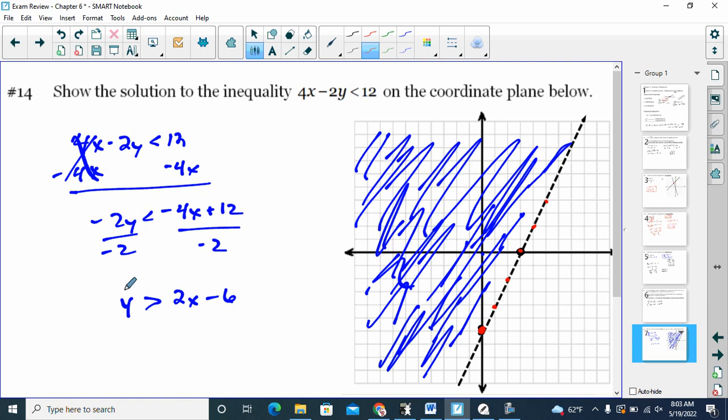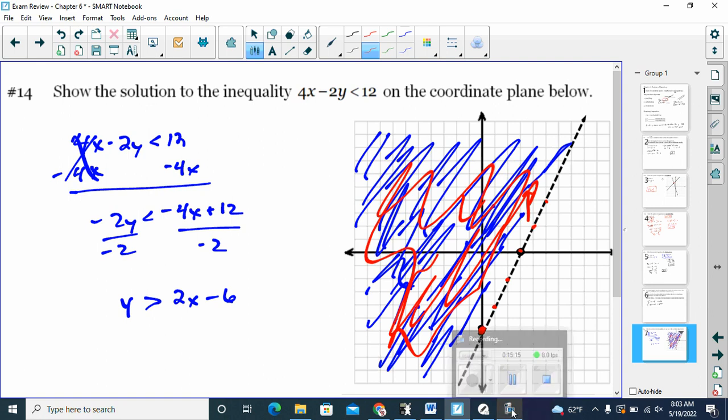And then it says y is greater than the line. I want the y values above the line, which shades in the same ones. So either way you do it, you should get exactly the same graph, whichever way makes more sense for you would be the way to go. That is it for Chapter 6. We will continue with Chapter 7, exam review, next class.